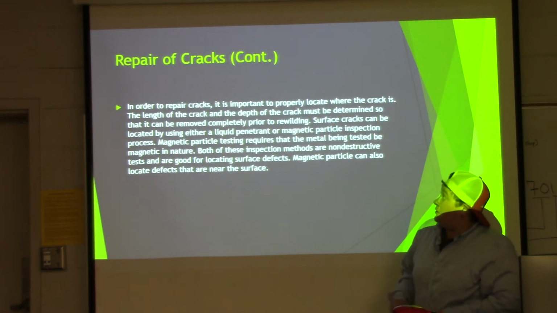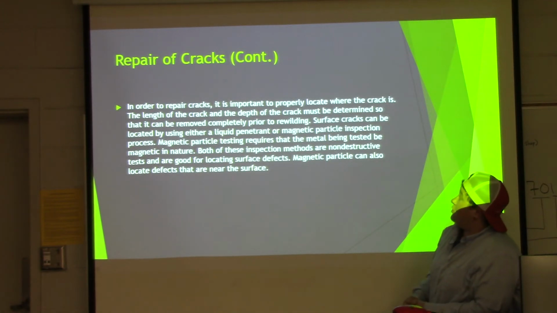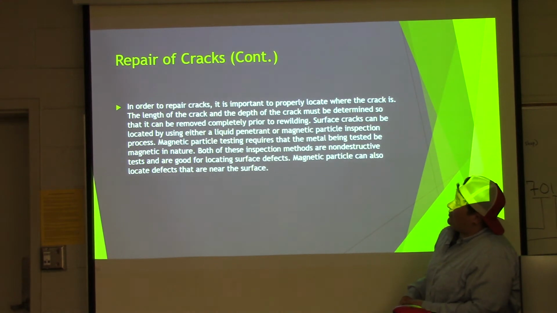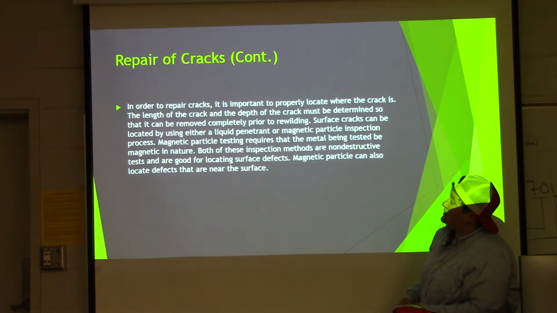Repair of cracks continued. In order to repair cracks, it is important to properly locate where the crack is. The length of the crack and the depth of the crack must be determined so that it can be removed completely prior to re-welding. Surface cracks can be located by using either a liquid penetrant or magnetic particle inspection process.